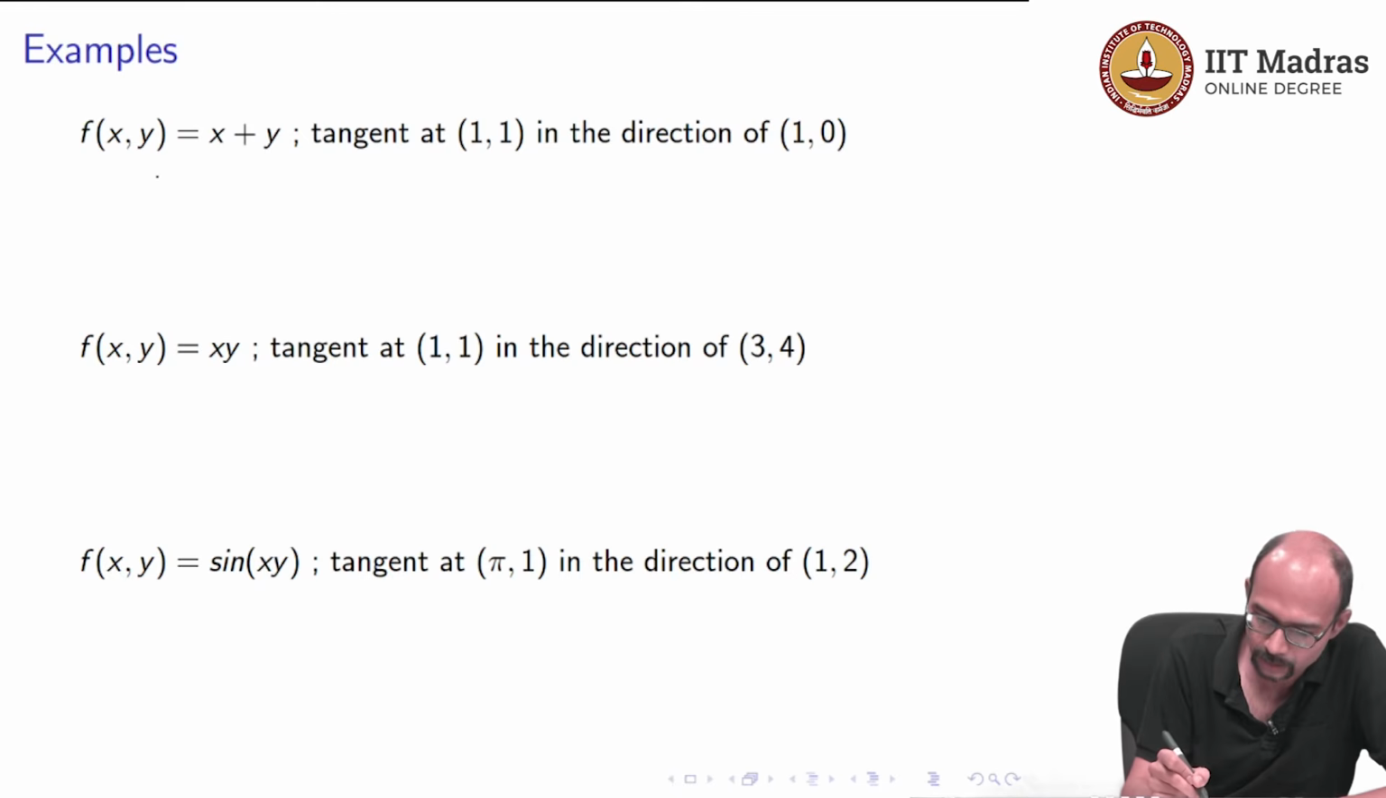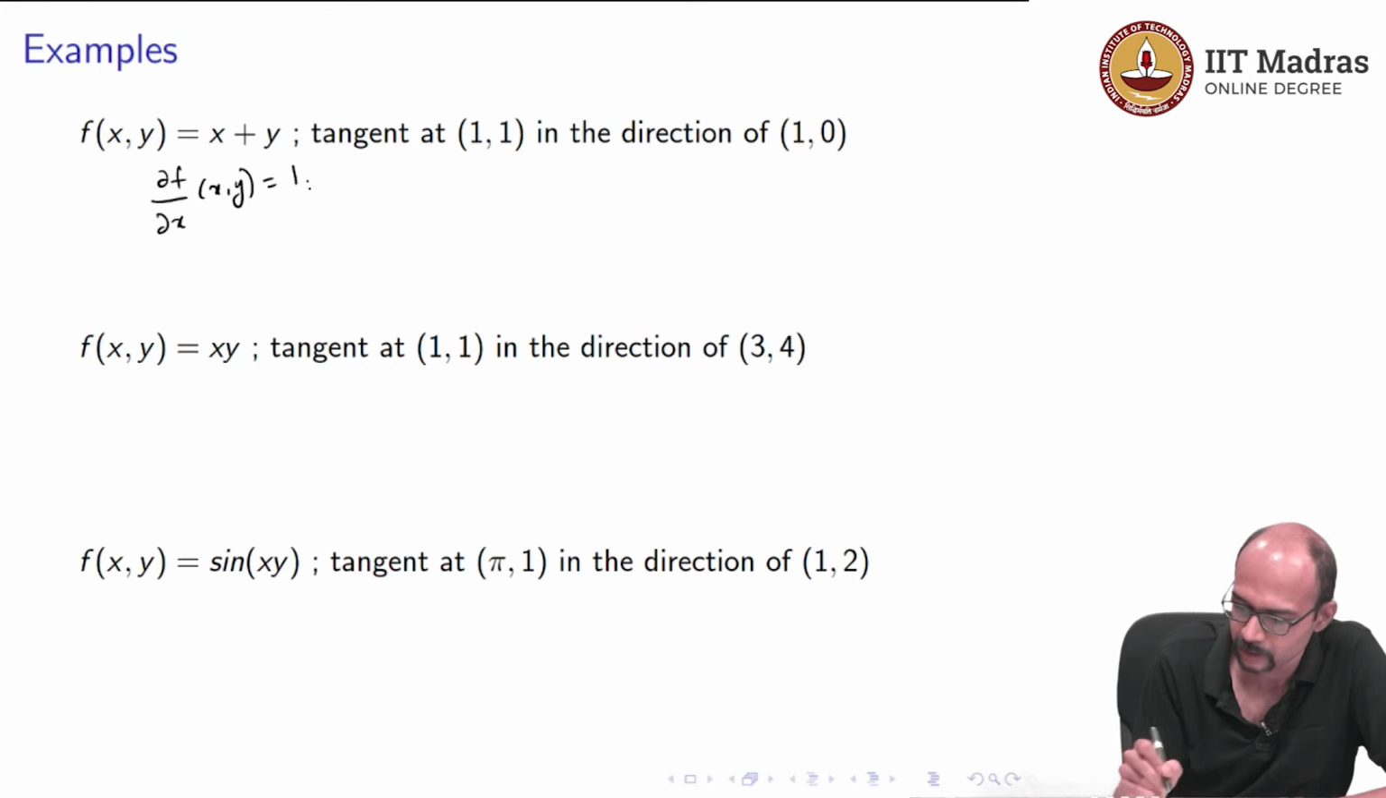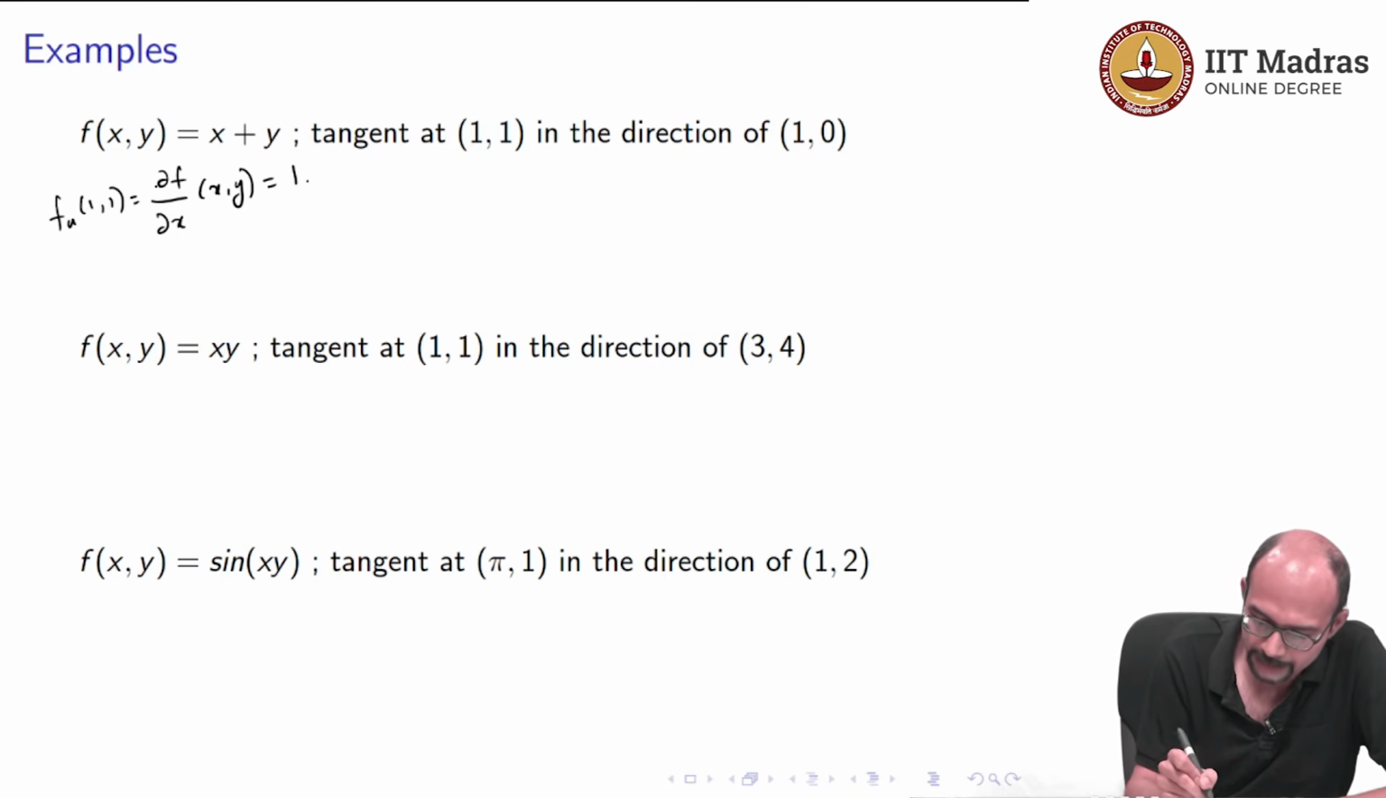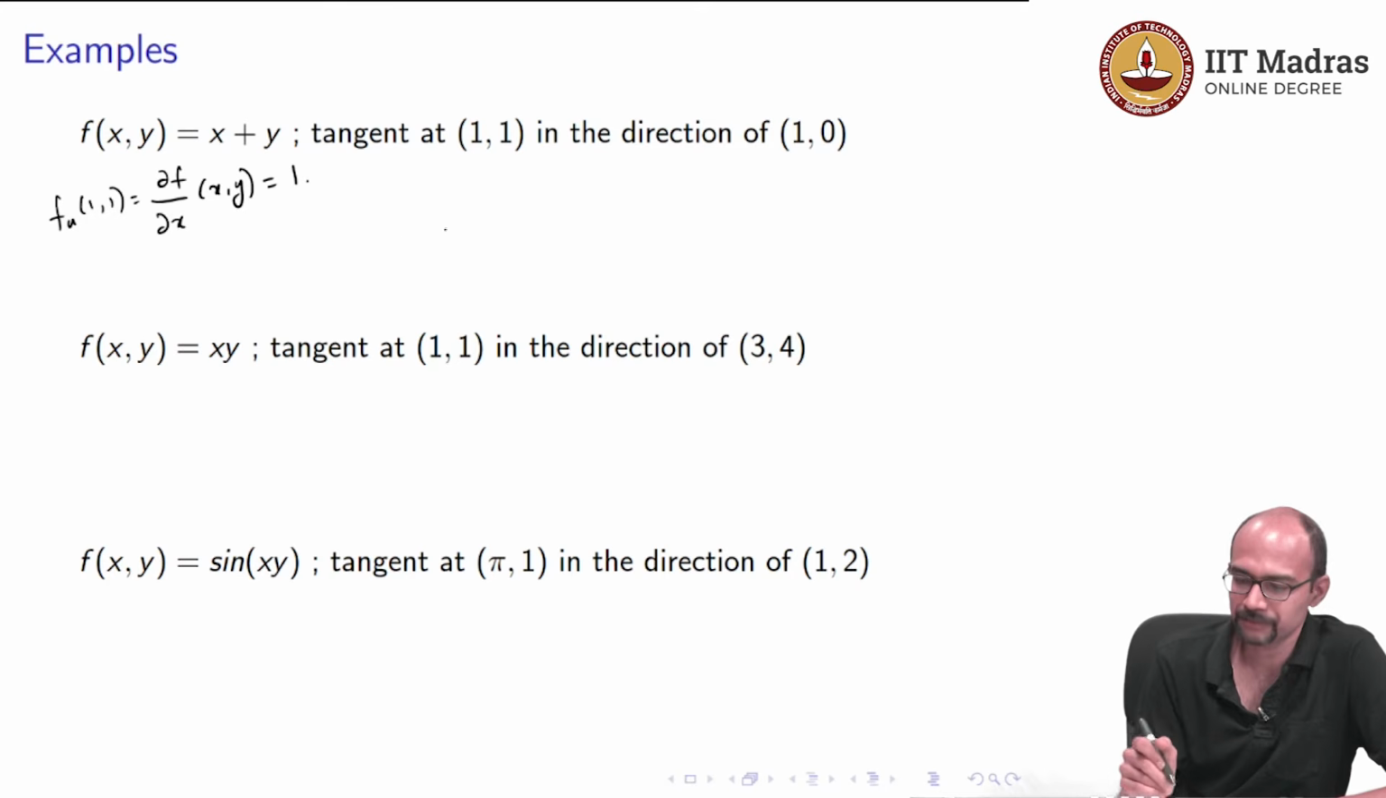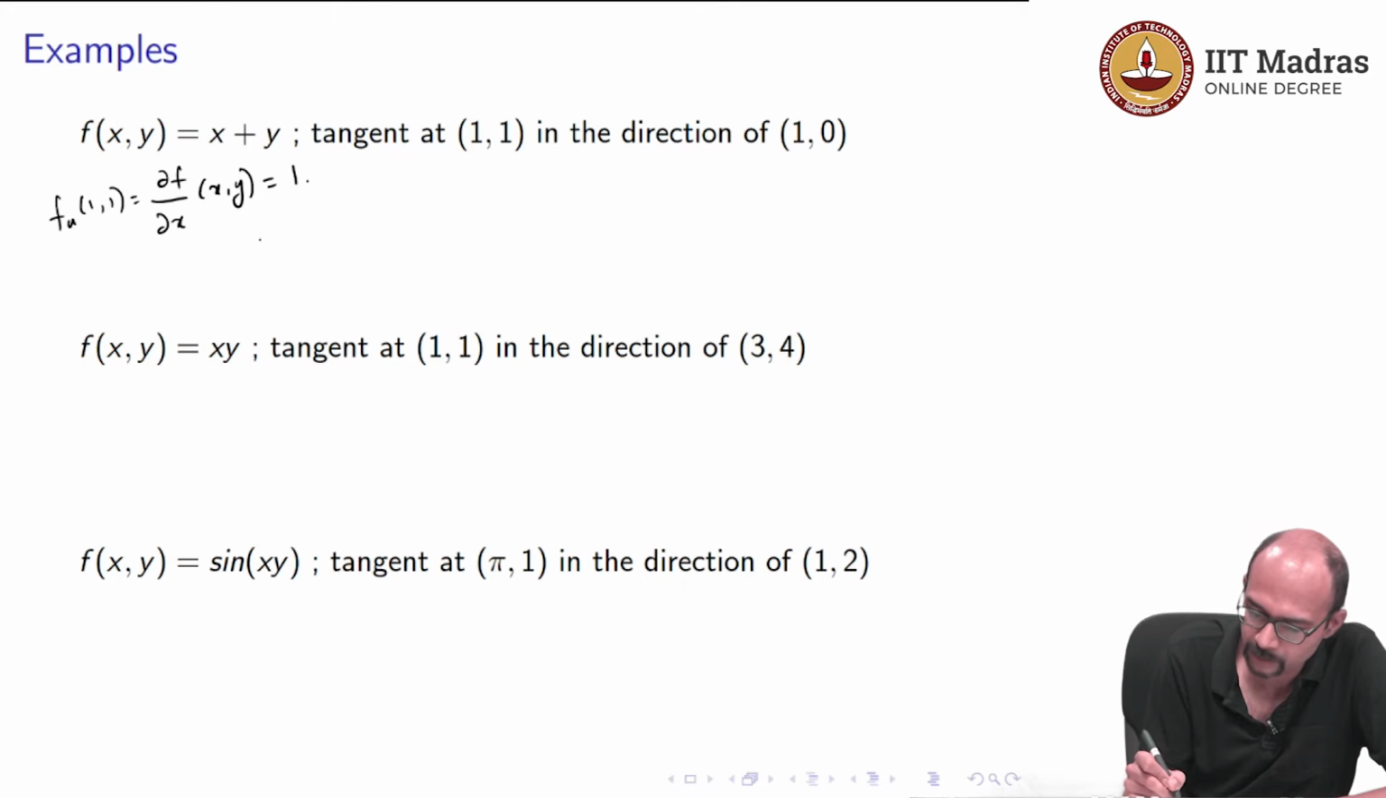So, first I should find ∂f/∂x, which at (x, y) is just 1. And what I want here is exactly f_u, because u is (1, 0). So, this is f_u at any point, in particular at (1, 1). So, f_u at (1, 1) is 1, and now we can write down the equations. Let me do it in the vector form, that is the easiest.